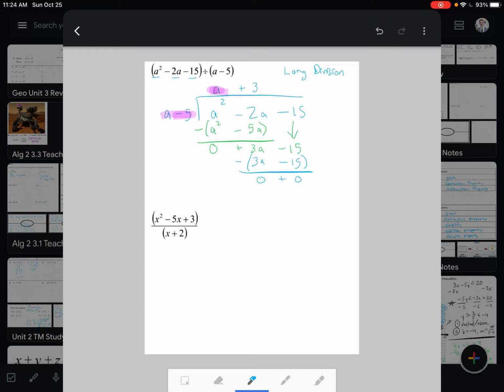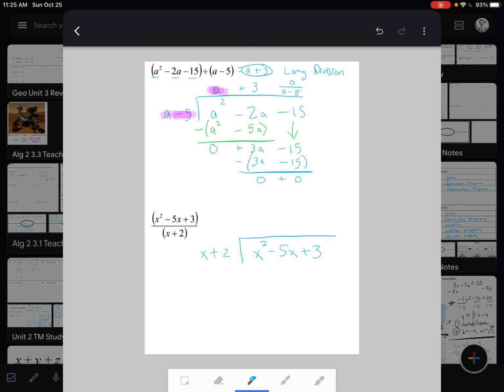If there is anything left after this step, that would be our remainder, and anything for our remainder would go over that a minus 5. Here, 0 divided by a minus 5 is just 0, so we don't need to worry about that. Our whole final answer, with no remainder here, is just a plus 3. So in long division, we're lining these terms up, and we are making sure that the outside term can go in evenly. A setup for the next question would be x squared minus 5x plus 3.